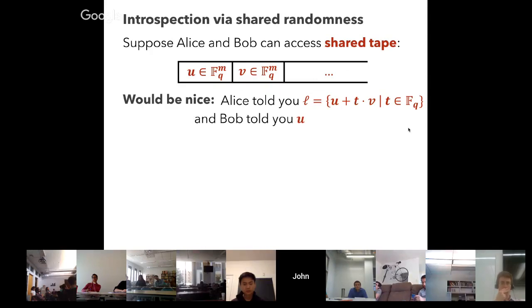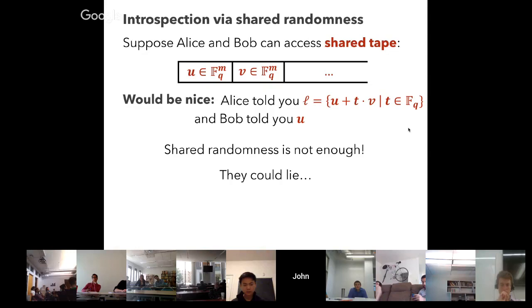It'd be great if Bob just told you the point U, and then they're being totally honest provers. That'd be wonderful. But of course, there's no way to force them to do that. And so shared randomness is simply not enough. Why? Because even if they have shared randomness, how can you check them? They could just lie to you. Even if it says U and V, they could report different things. They could report points and lines that are convenient for them and never ask themselves a hard question.